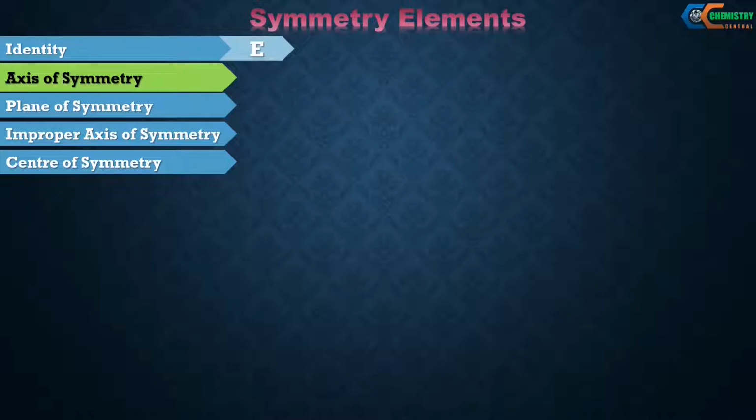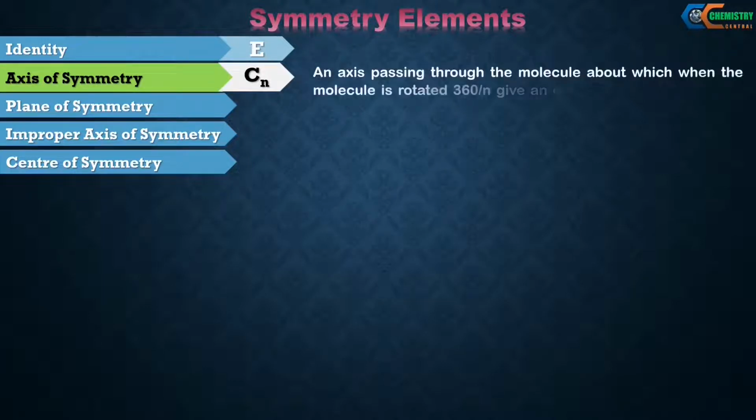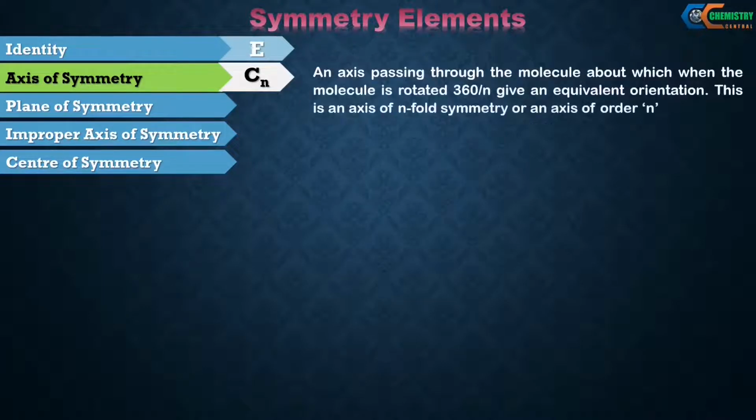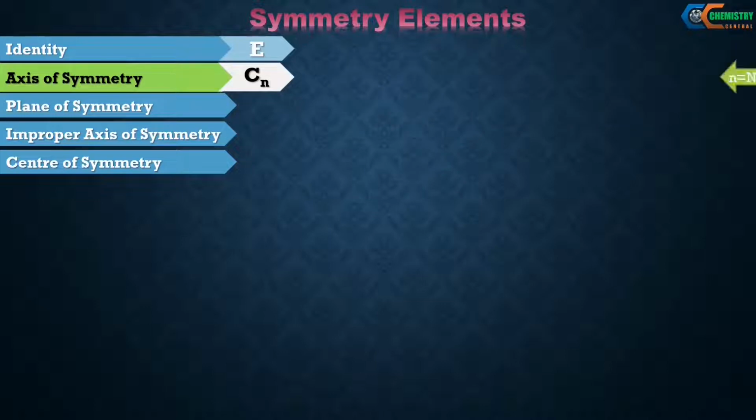Axis of symmetry. It is represented by the symbol Cn. An axis of symmetry is a line passing through the molecule about which, when the molecule is rotated by 360°, it gives an equivalent orientation. This is an axis of n-fold symmetry or an axis of order n. Here n is the number of rotations, which can be found out by dividing the angle of complete rotation, that is 360°, by the angle of rotation of the molecule.